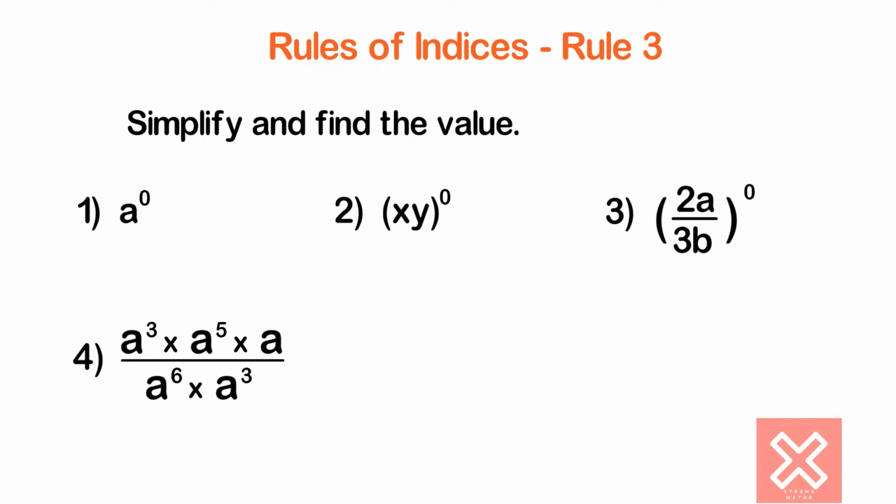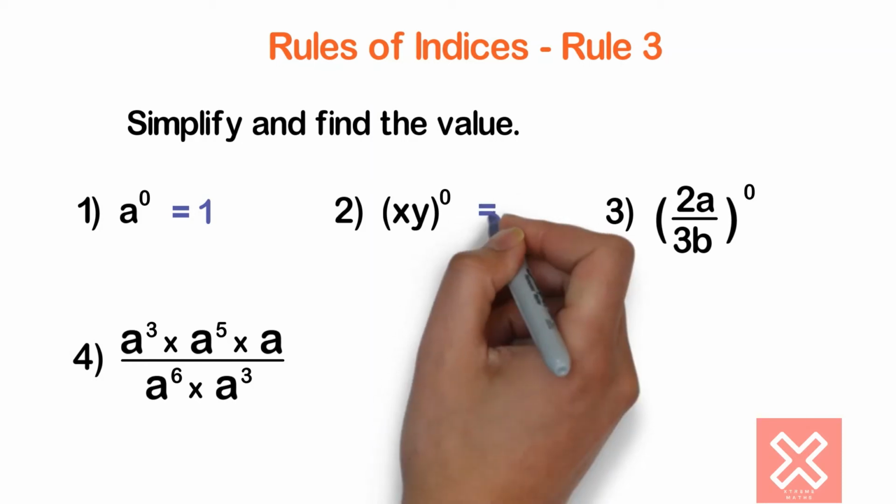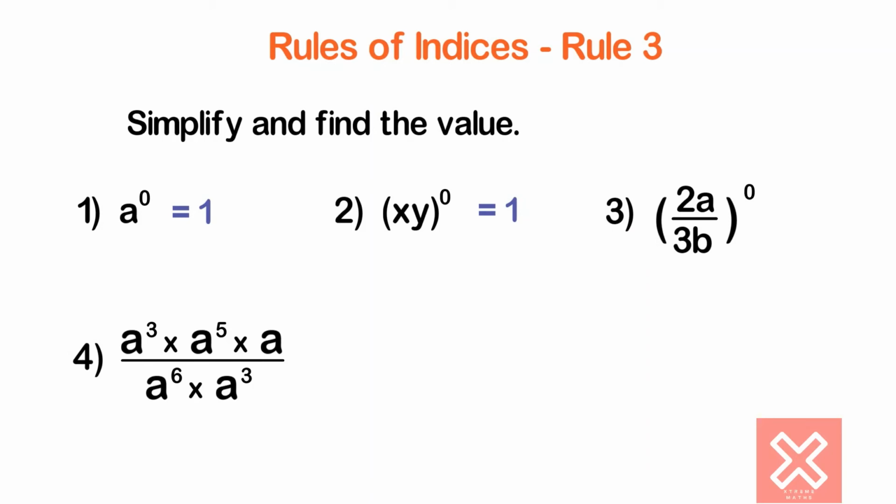a to the power 0 equals 1. Any base to the power 0 equals 1, so a to the power 0 equals 1. (xy) to the power 0 equals 1, so the answer is 1. (2a over 3b) to the power 0. Then what is the answer? Answer is also 1. It looks complex.